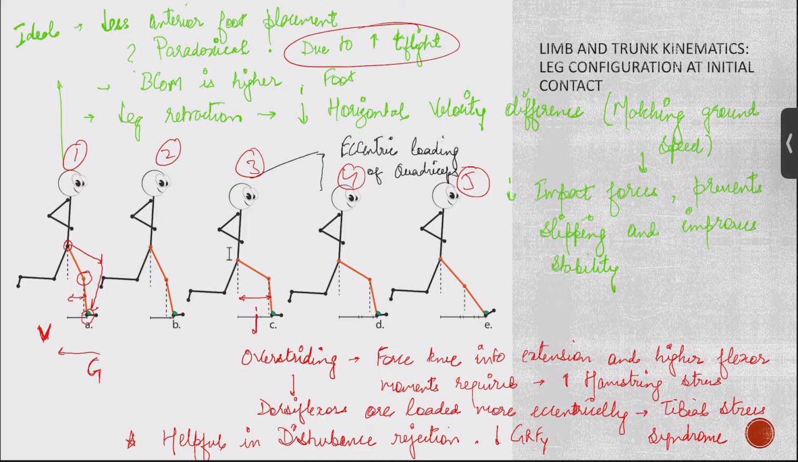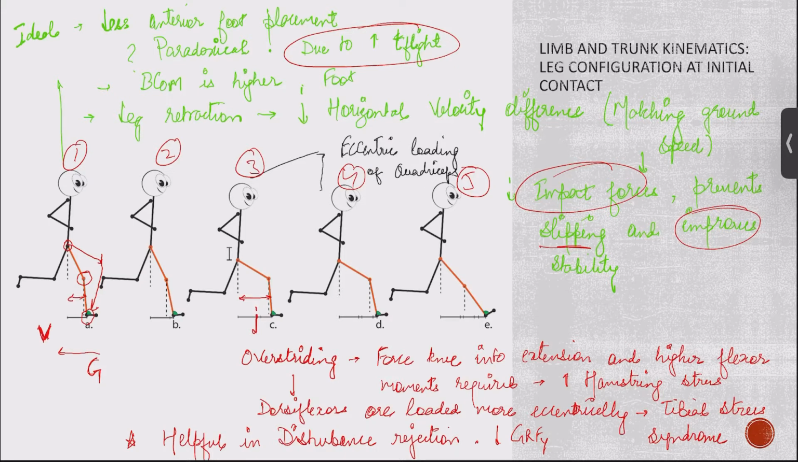Imagine the ground is moving with velocity v and the cartoon is stationary. He has to move with velocity v to match the ground velocity, to decrease the impact forces, prevent slipping and improve his stability. So what if he doesn't do this? If he doesn't do this, he will not be able to move effectively and he will fall like this. In this video, this bus is moving and this person doesn't match his velocity with the bus velocity and ground velocity and he falls.